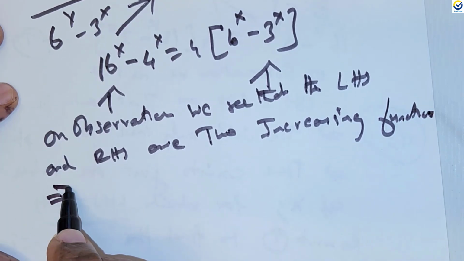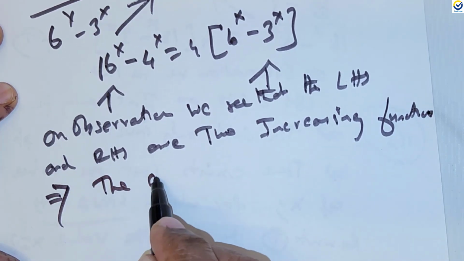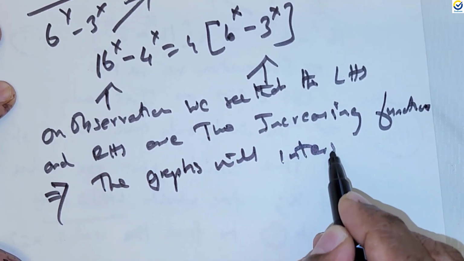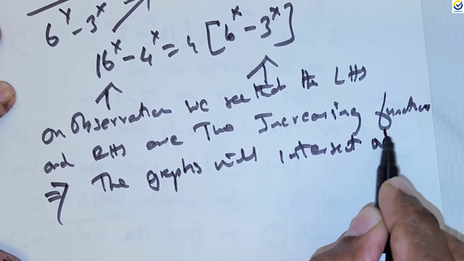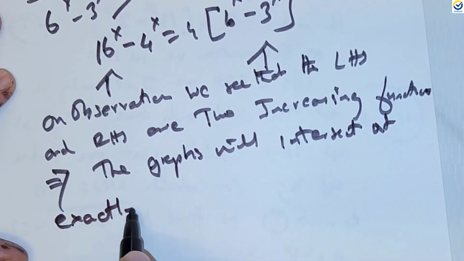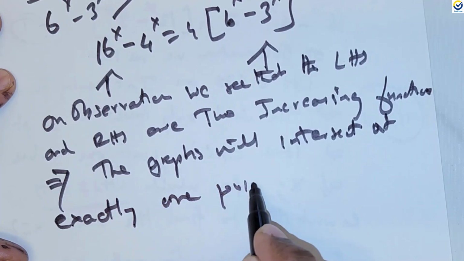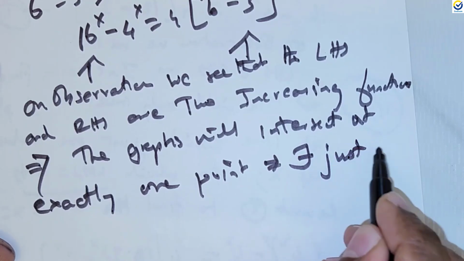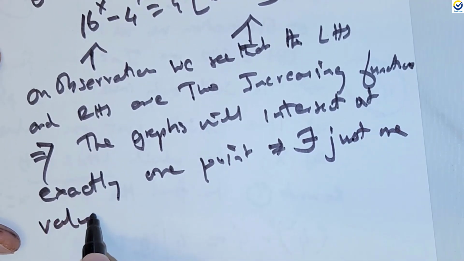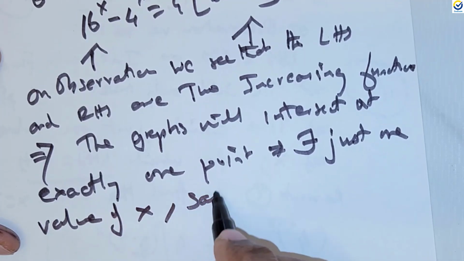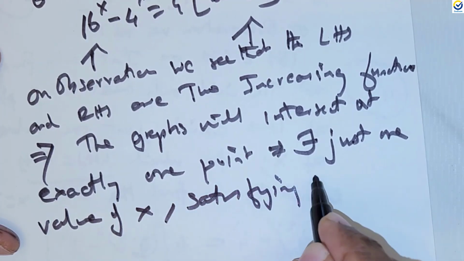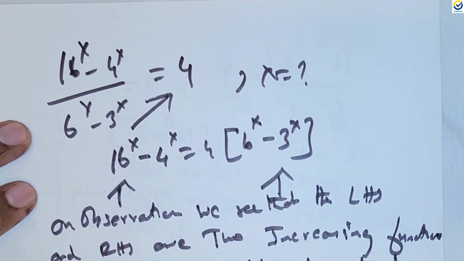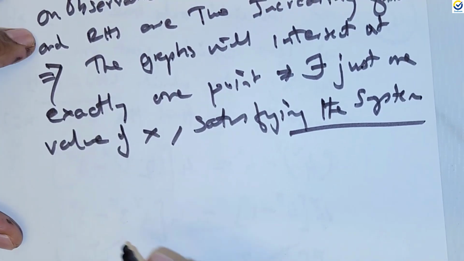Right, so this means the graphs will intersect at exactly one point. This means there exists just one value of x satisfying the equation or the system. Okay, so the question is, what is that value going to be?